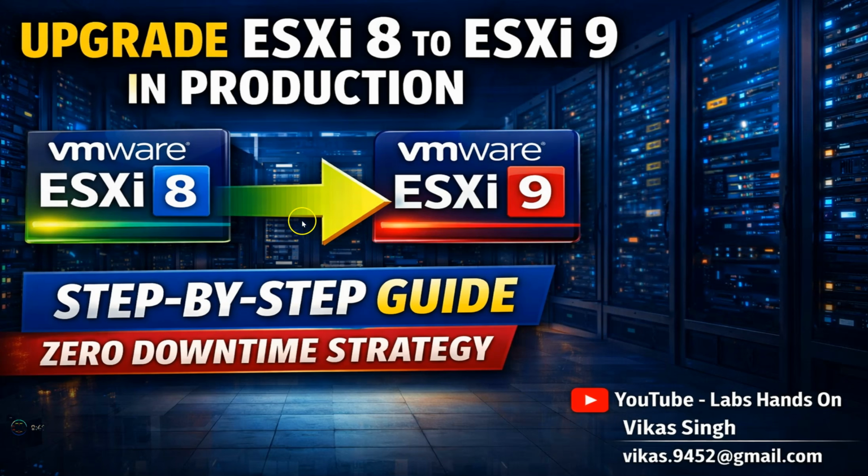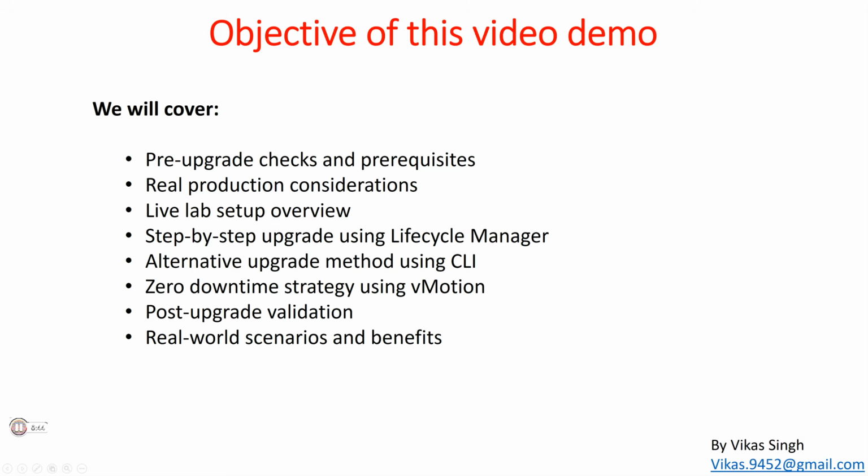So what we will cover in this video: pre-upgrade checks and prerequisites. We will understand the real production considerations you should take into account. We will understand the live lab setup overview which we are going to use in this video, and we are going to do a step-by-step upgrade by using Lifecycle Manager. We will also see an alternative upgrade method using CLI, a zero downtime strategy using vMotion, post-upgrade validation, a real-world scenario, and the benefits of having ESXi upgraded.